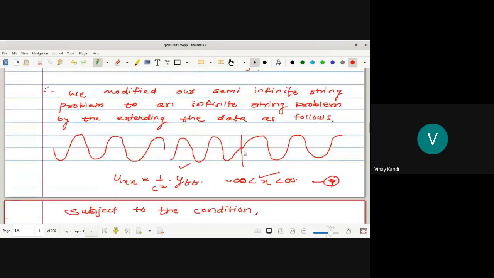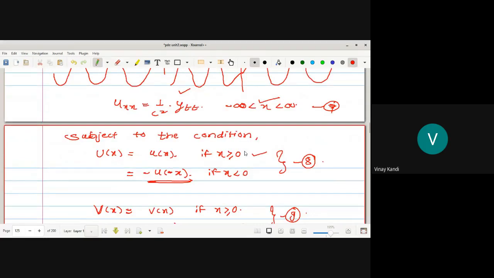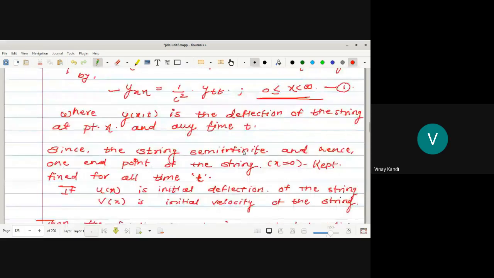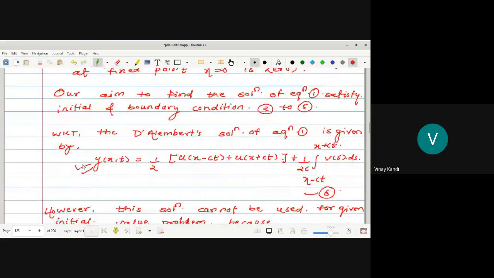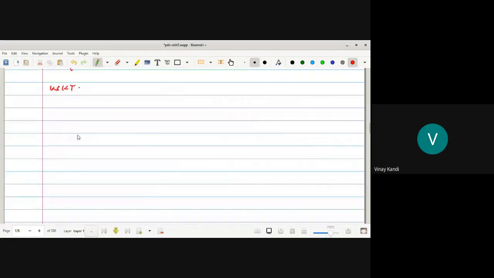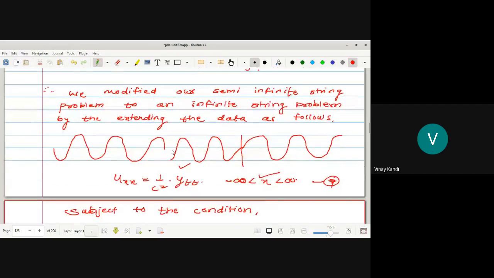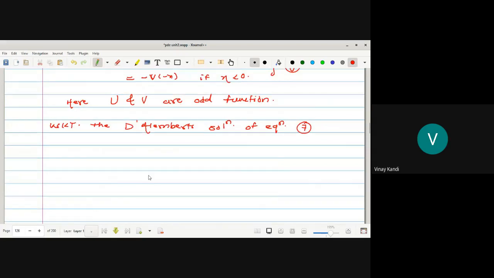Now what happened? The semi-infinite string has become an infinite string. Now we can use the given solution y of x, t here. Okay, we can use this equation now. We know the D'Alembert solution of equation 7, that is the partial differential equation, subject to the initial conditions 8 and 9.